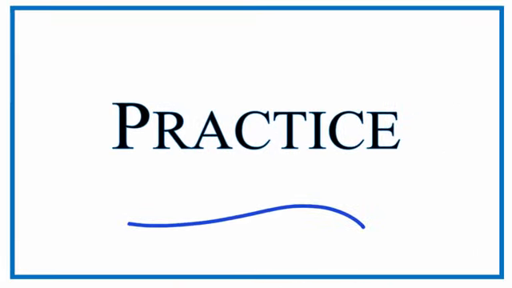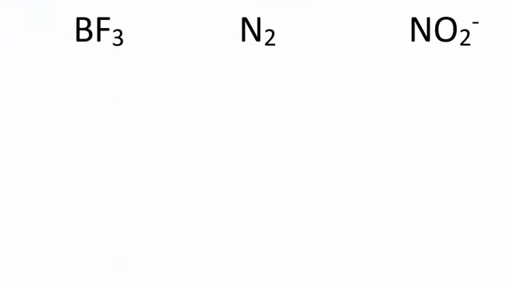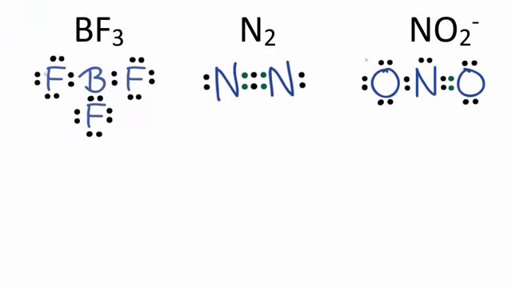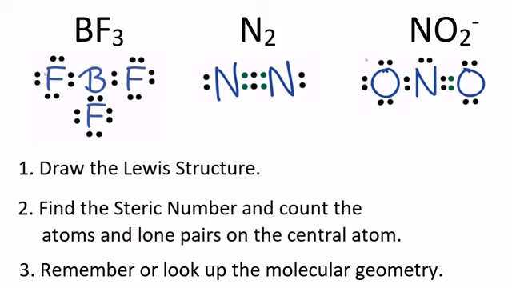Before we move on, let's lock this into our minds with some practice. The first thing is we'll draw the Lewis structures. I've done that for you to speed things along. At this point, you'll want to try to visualize what these structures might look like in 3 dimensions as those atoms spread out and push away from each other. Then find the steric number and then count all the atoms and lone pairs on the central atom, and then remember or look up the molecular geometry. Pause and give these a try.